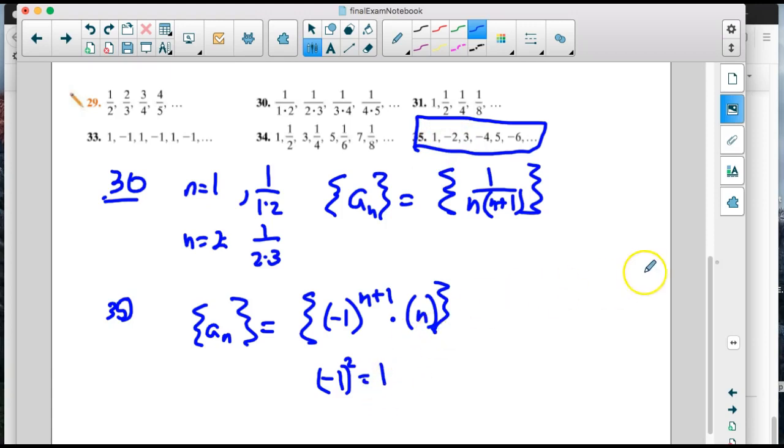So 1 is going to give us that. 2 is going to give you a 2 here times -1 to the third power, which is negative. So it's -2. So it's going to alternate back and forth. This causes alternation back and forth between the signs. This is the n because we have 1, 2, 3, 4, 5, 6 in the sequence, so it just changes. n is 1, n is 2, n is 3, and so on and so forth. It's an n just like this n is in the previous problem.